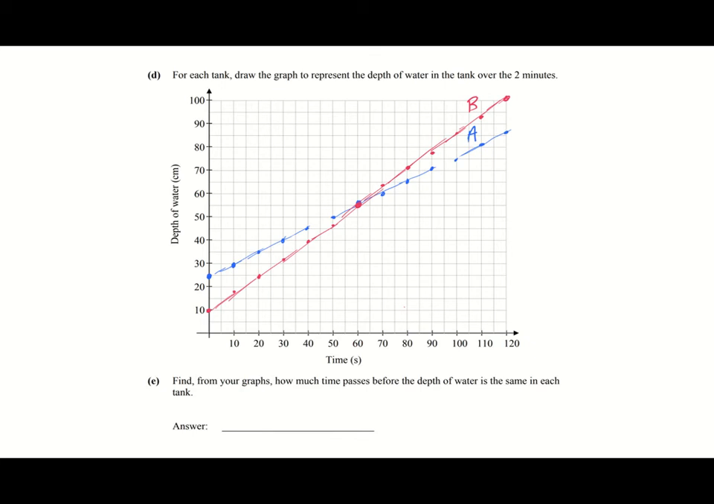So part E then asks you to find from your graph how much time passes before the depth of the water is the same in each tank. So it's quite clear from the diagram and even from your table that the point where the two lines intersect is going to be the point where they are at the same height. And if you draw a line across from that point and down from that point, it says how much time passes before the depth of water is the same. So we're looking at what the question asked me, which was the time. So I'm going to be looking at this axis, and it is at 60 seconds. They're both at the same height at 55 centimeters.